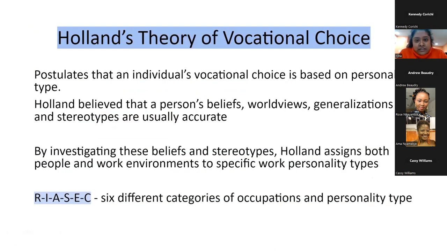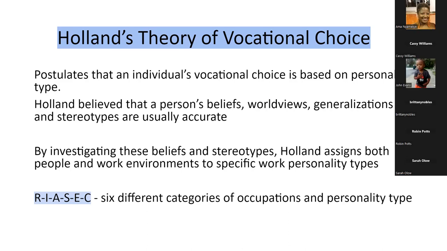So Holland's theory of vocational choice is definitely very popular when it comes to career development. An individual's vocational choice is based on personality type. And that's where the RIASEC, six different categories of occupations and personality types, comes from. He developed that. He believed that a person's beliefs, worldviews, generalizations, and stereotypes are usually accurate, and he wanted to investigate these beliefs and stereotypes. Holland assigned both people and work environments to specific work personality types. And that's how the RIASEC categories come about.